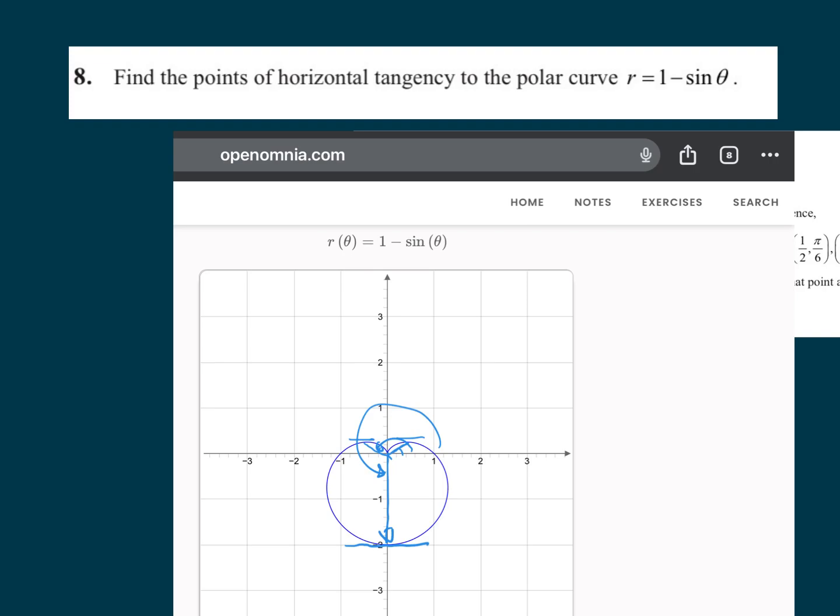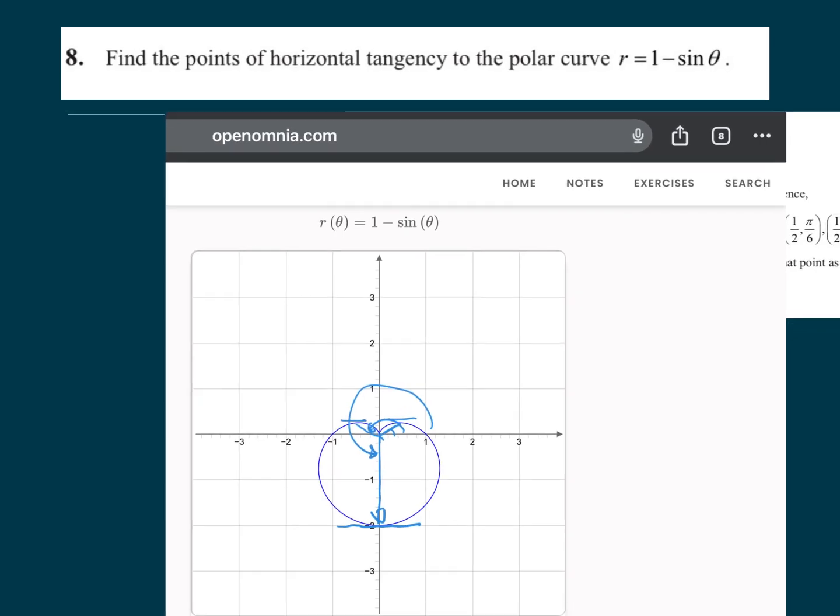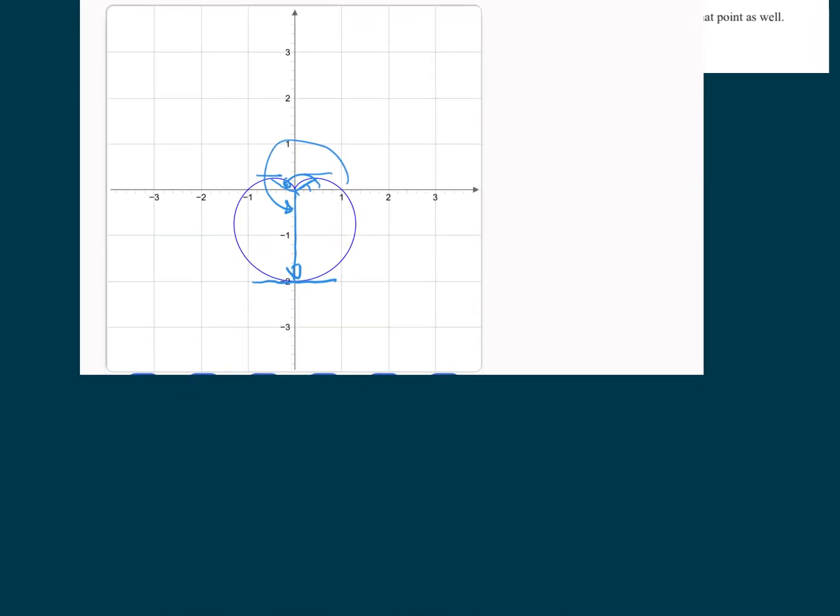Horizontal tangents are found when the derivative of y with respect to x is 0, when the derivative of y with respect to theta divided by the derivative of x with respect to theta is 0, which is when the numerator is 0. When the numerator is 0, there is no change in y when theta changes. So I'm looking for the condition where the derivative of y with respect to theta equals 0, meaning a horizontal tangent.